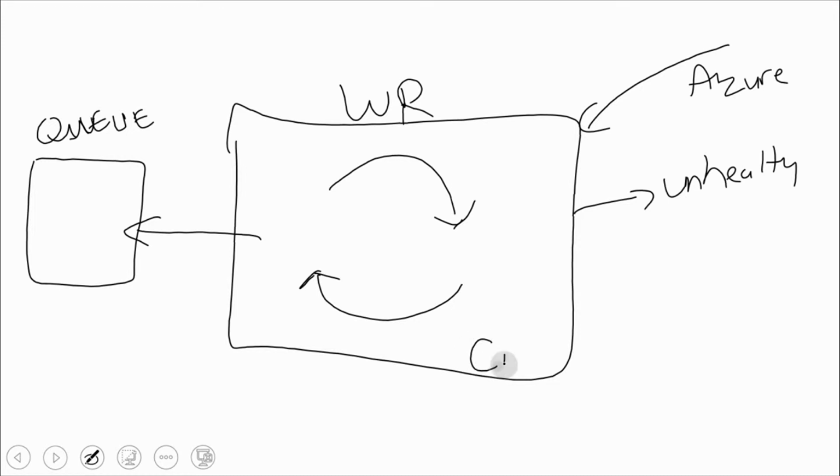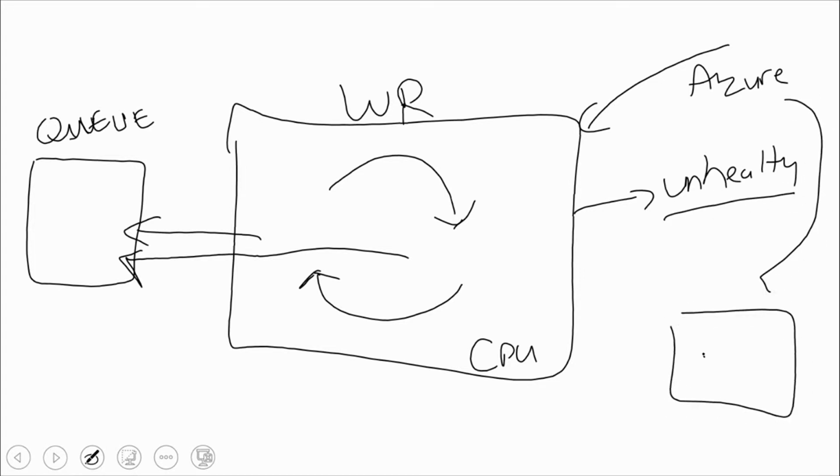Well, if the CPU over here is maxed out because this guy is constantly hitting this queue and has no breath, he doesn't wait even a millisecond in between those, this guy will go into an unhealthy state. Azure will spin up another instance. It'll go over here, spin up another worker role, and kill this guy, even though there was nothing wrong with him.